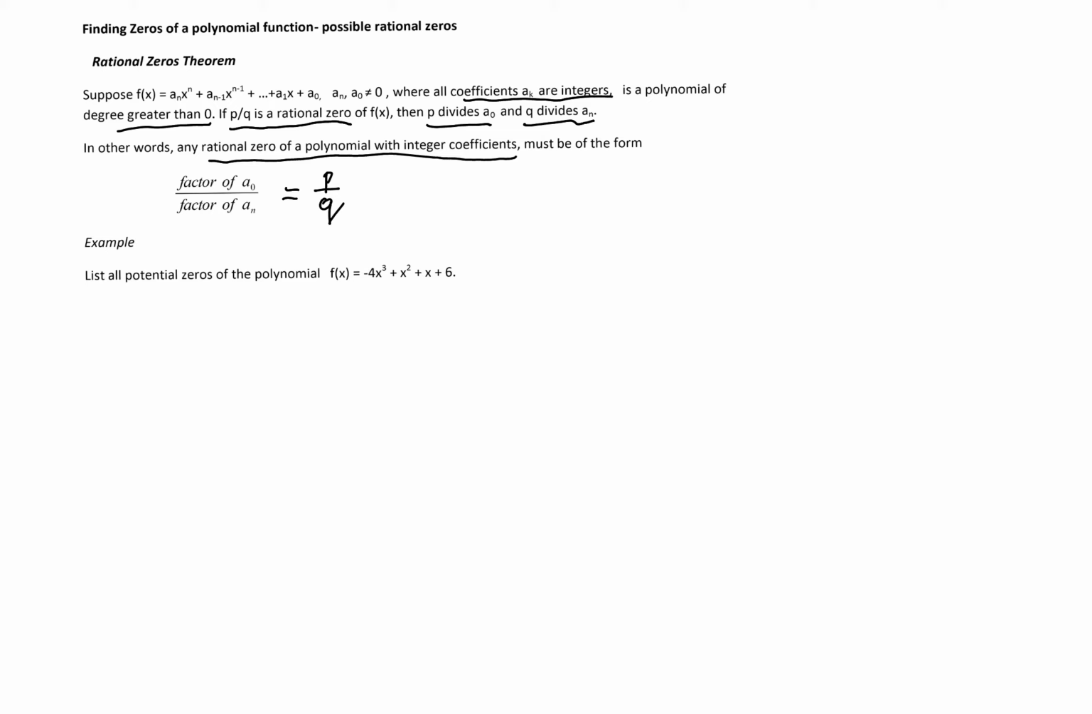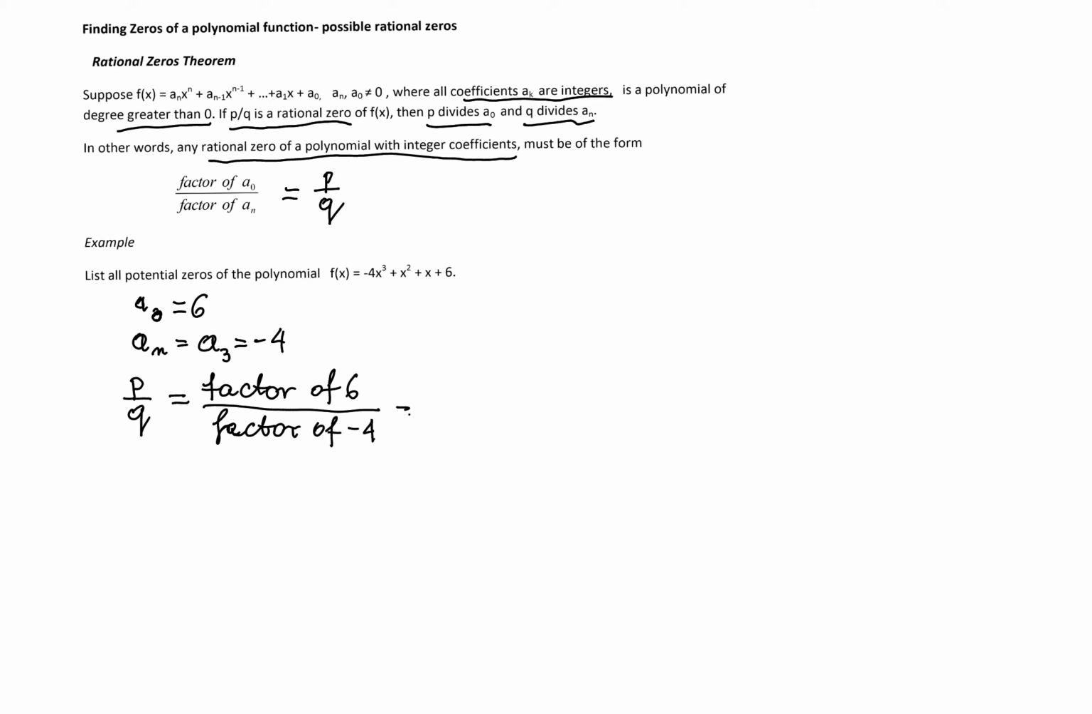So if I have the example and I want to find potential zeros of the polynomial, then I have to identify a_0. This is the term without x in it, so a_0 here is 6. And I have to identify a_n, which is the leading coefficient, and in this case it is negative 4. Then any rational zero is going to be of the form p/q, which is a factor of 6 divided by a factor of negative 4.